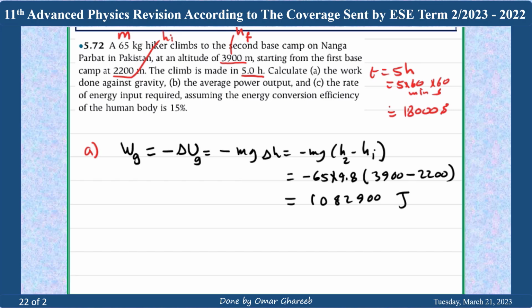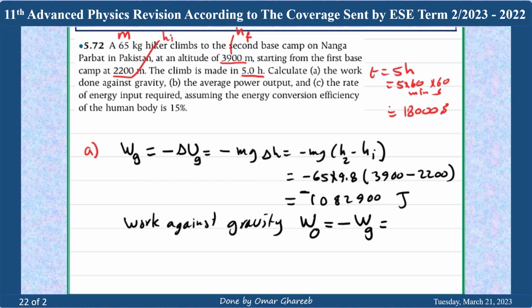Now consider the sign. This bracket is positive, and here we have a negative, so this is negative. Now work against gravity. Let's name it as W0 equal minus W for the gravity, which is minus this amount, 1,082,900 joule, without a minus.